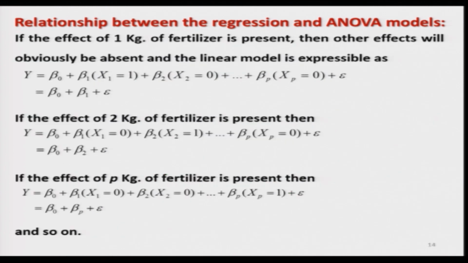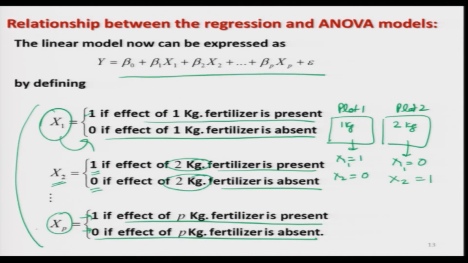Okay. And in case you substitute these values in this model, you can see that when you consider plot number 1 or plot number 2, at a given time you can give only one choice of quantity of fertilizer. Means in plot number 1, either you can give 1 kilogram of fertilizer or you can give 2 kilogram of fertilizer. You cannot give 1 kilogram of fertilizer as well as 2 kilogram of fertilizer in the same field, that cannot happen.